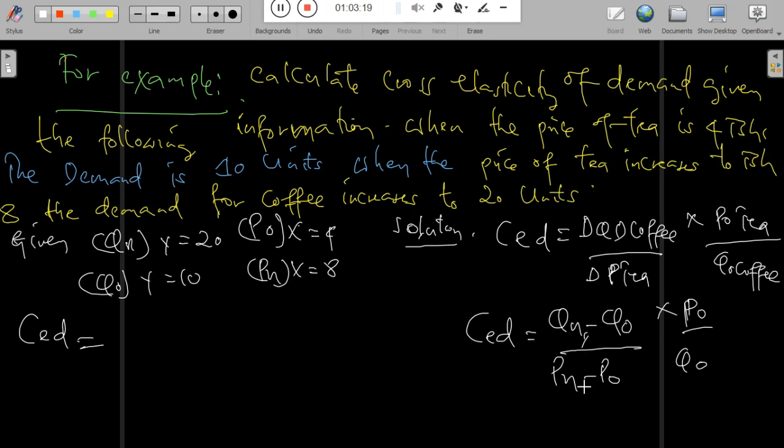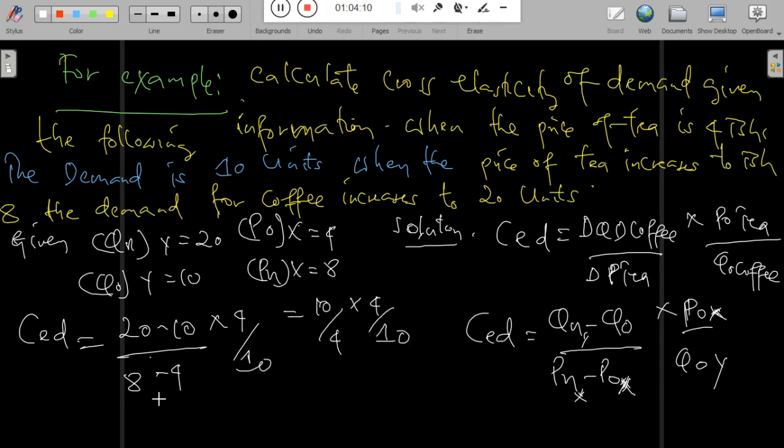So the cross elasticity of demand will be equal to the current quantity demanded of commodity Y minus the base year quantity of commodity Y, divided by Pn, that is the current price, minus the base year price, then times the base year price over the base year quantity, that is QO. Remember, PO is the base year price of commodity X, and QO is the base year quantity of commodity Y.